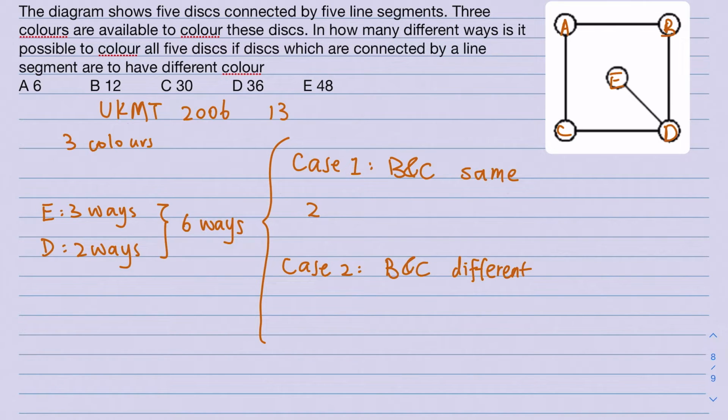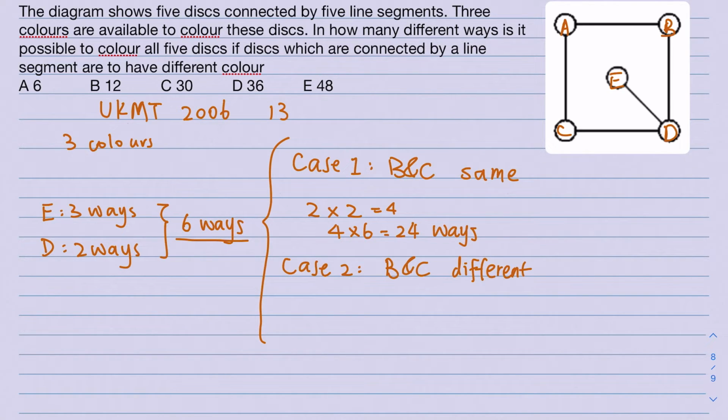And now, since B and C are determined, how many ways can we color disk A? Also 2, right? Since B and C are the same color, and disk A can't be the same as B and C, it has 2 remaining ways to color itself, so 2. And so for case 1, we have 2 times 2 equals 4, and if we times the 6 ways before for E and D, we have 6 times 4, which is 24 ways in total for the first case.